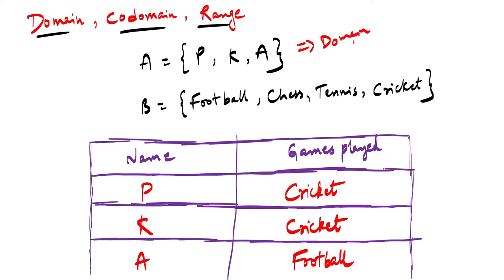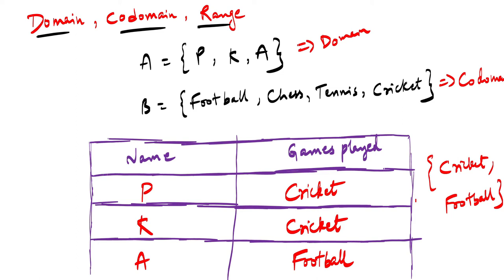And what about codomain? Codomain is what can come out of a function. So these are the possibilities which can come out of a function. So this is my codomain. And what about range? Range is what actually comes out of a function. So what is the range? Range here is cricket and football. So these two come under my range.